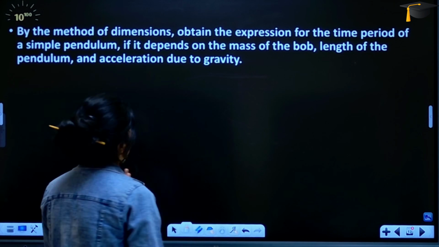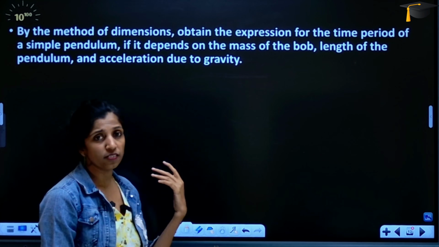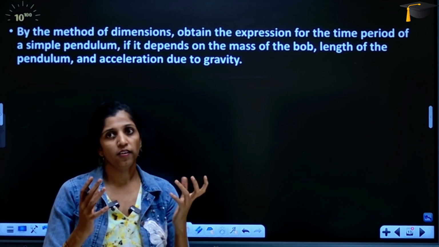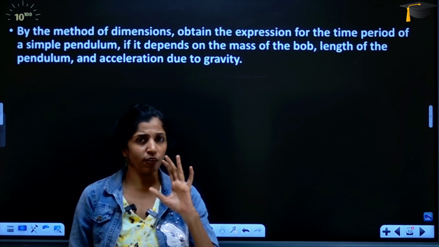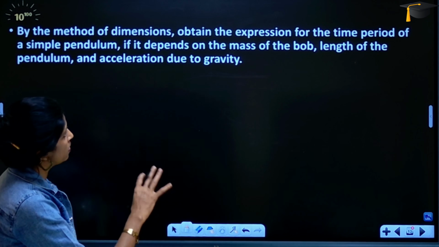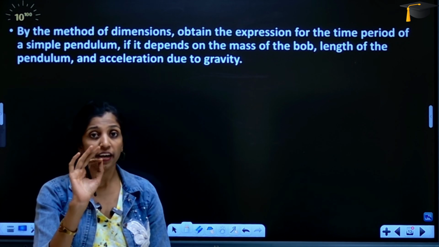Now I'll try to reduce this complexity, because of course derivations you might find quite difficult. So I'll be deriving it in a quite simpler way. This is our most expected derivation. I'll teach you the hint to derive this.